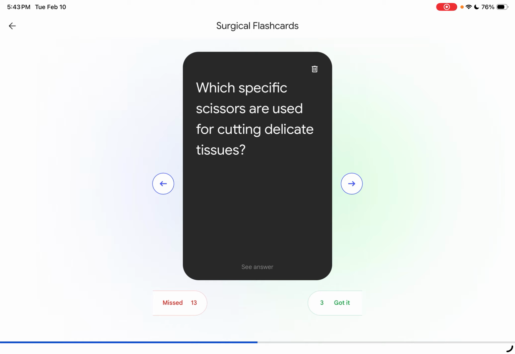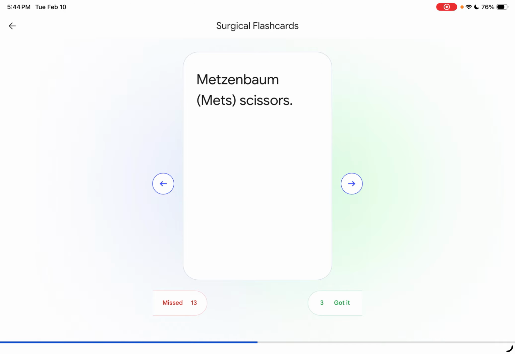This specific na scissor kay used siya for cutting delicate tissues. What is that? Specific scissors used for cutting delicate tissues. Metzenbaum. Scissors. Delicate na mga tissue. So, what is Metzenbaum for? It's used for cutting delicate tissues.